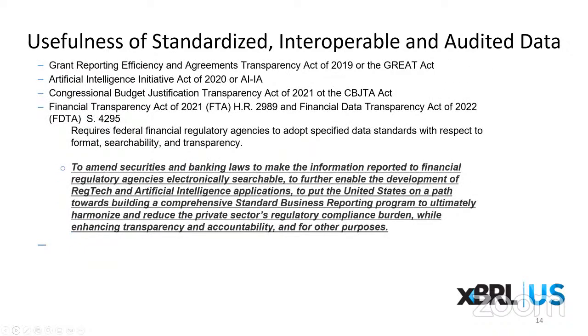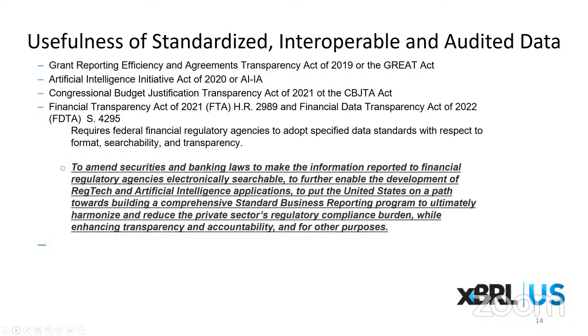And then finally, Michelle, I'm closing with what's going on at the US government. Here we can start to see that the Grant Reporting and Efficiency Agreements Transparency Act of 2019 created the role for the Chief Data Officer. So now we have somebody at all government agencies who's in charge of oversight of the accountability and the usability of data across these organizations. The Artificial Intelligence Act of 2020 elevated the use of AI in the federal government, and the Budget Justification Act of 2021 also builds on the fact that information should be used in evidence and policy-based reporting.